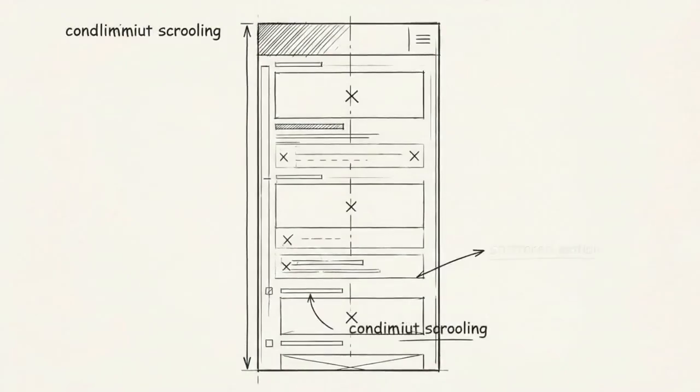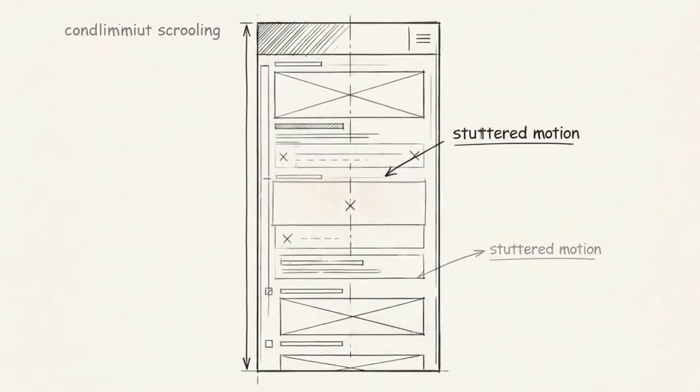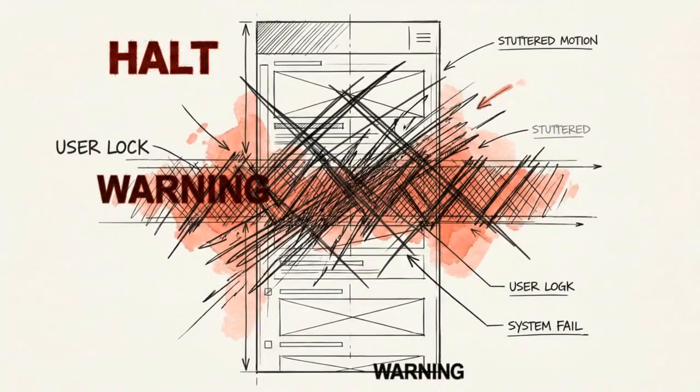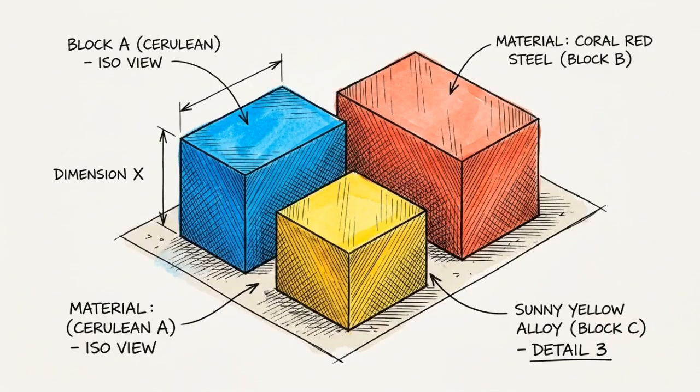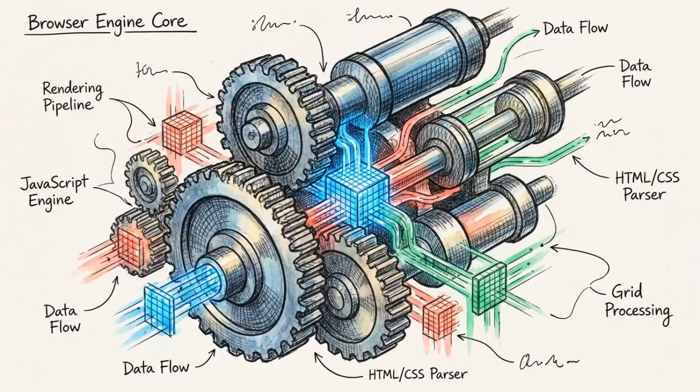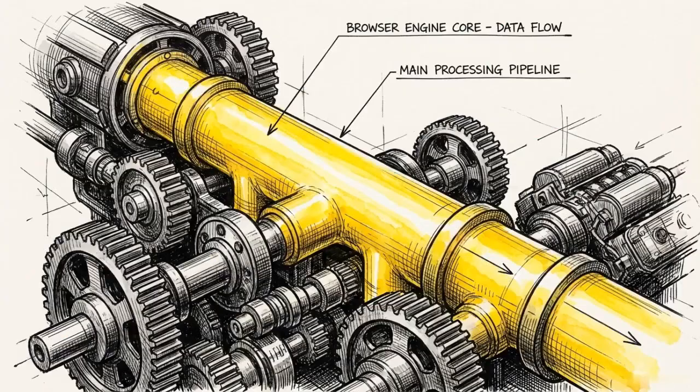Have you ever been scrolling a web application when it suddenly stutters and completely locks up? That freeze is a symptom of a thread block. Today, we are going to bypass the high-level JavaScript frameworks. Instead, we are going to autopsy the C++ browser engine internals to see exactly how code is converted into physical pixels on a screen. The core architectural constraint of the web is the main thread.